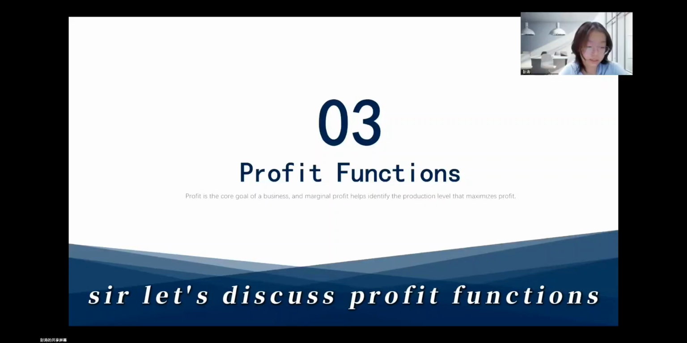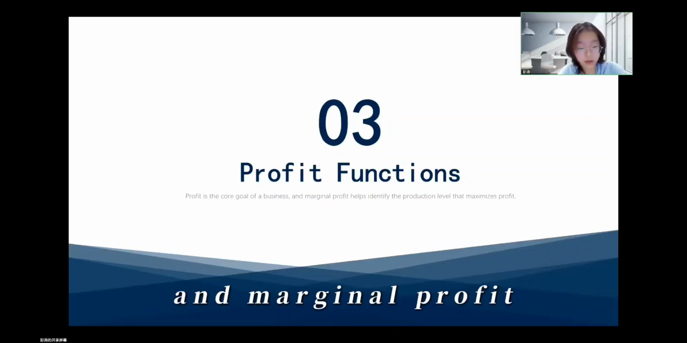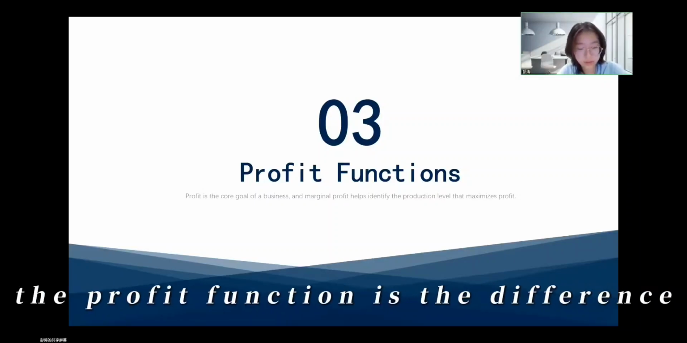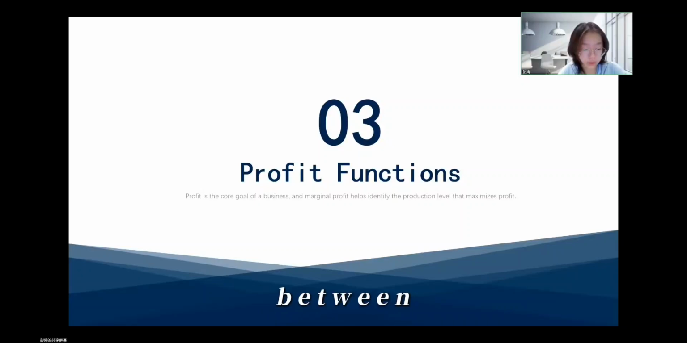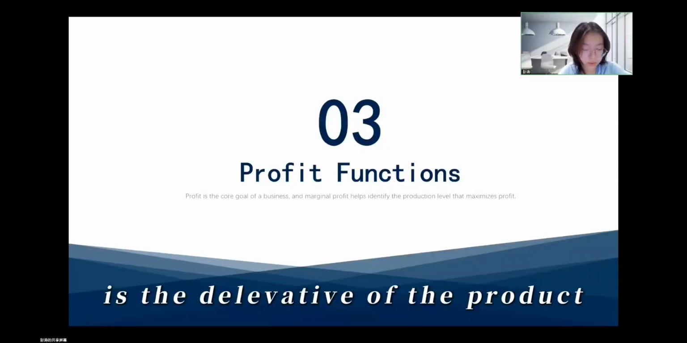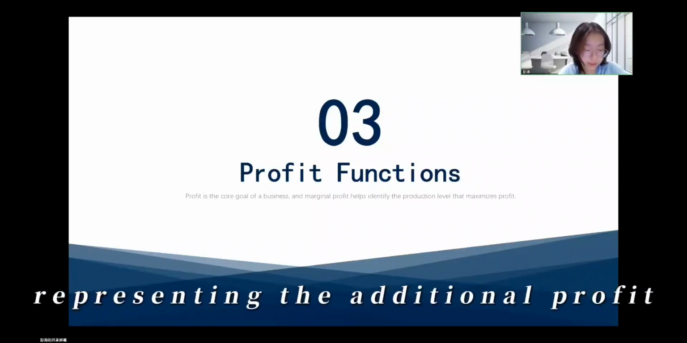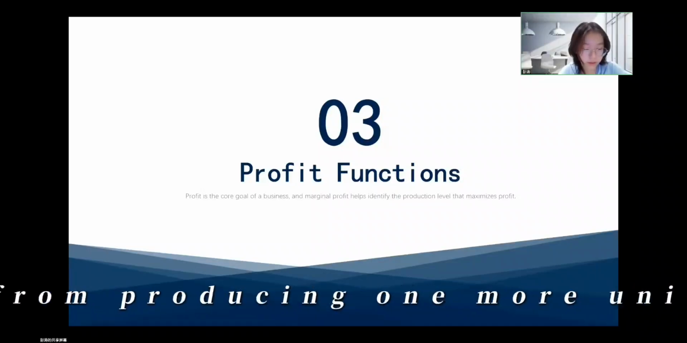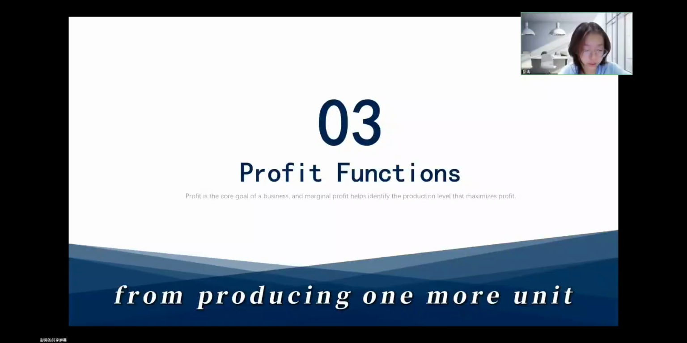Third, let's discuss profit functions and marginal profit. The profit function is the difference between revenue and cost, while marginal profit is the derivative of the profit function, representing the additional profit from producing one more unit.